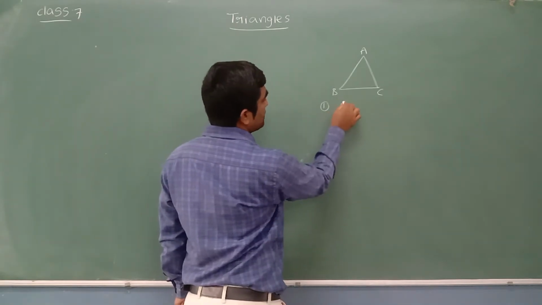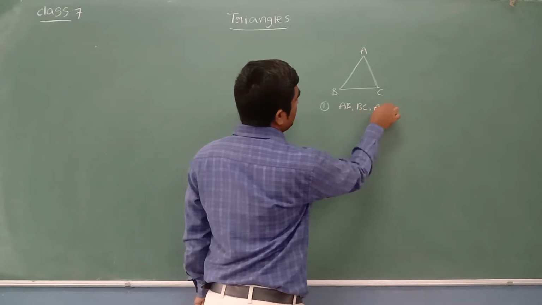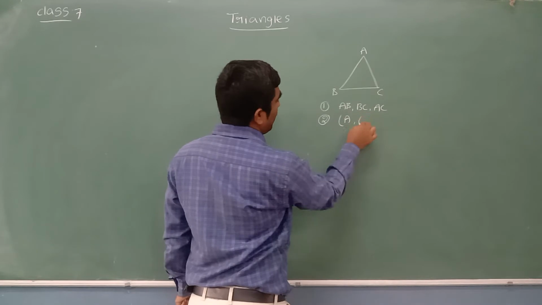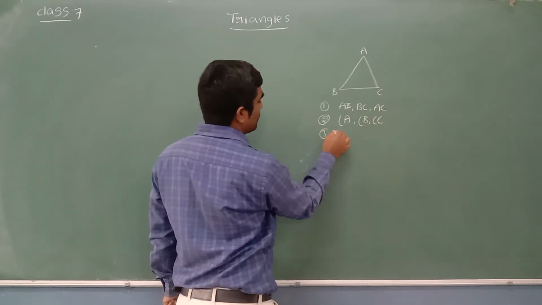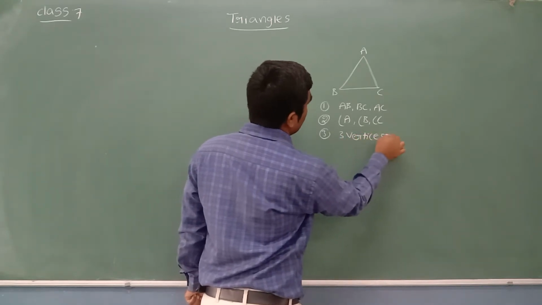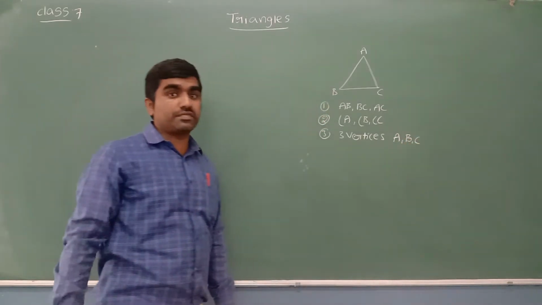How many sides does it have? Sir, it has three sides: AB, BC, and AC. Sir, it has three angles: angle A, angle B, angle C. Sir, it has three vertices. Those three vertices are A, B, C. These are the parts of triangles.